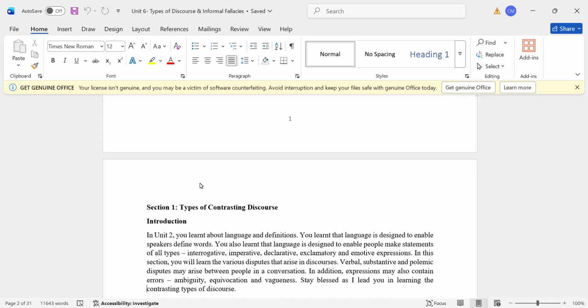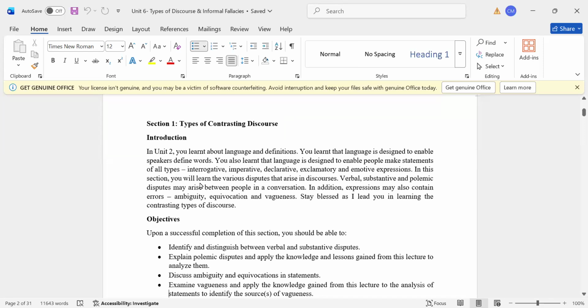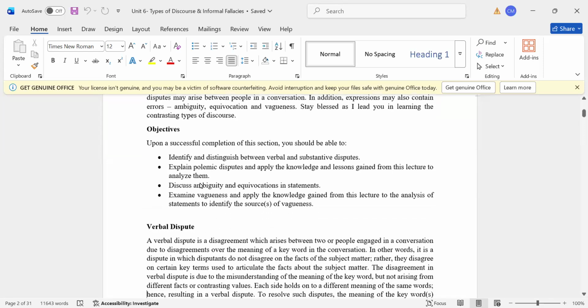Contrasting discourse. The discussion is a discourse. And what constitutes the disagreement is a contrast between the two people or more. So we are going to look at the contrasting discourses, the types of them, and how we can resolve such disagreements when they arise. So first, it is important to identify the disagreement and know how to solve it.